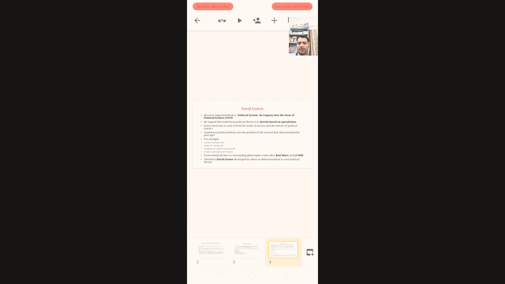So, traditional political theory, as per David Easton, was the product of the turmoil that characterized past ages. For example, in Greece, when Plato came onto the scene, the society, the social structure, and the political condition of Greece was in a state of civil war. And at that time, Plato was talking about establishing an ideal state and the concept of the philosopher king.